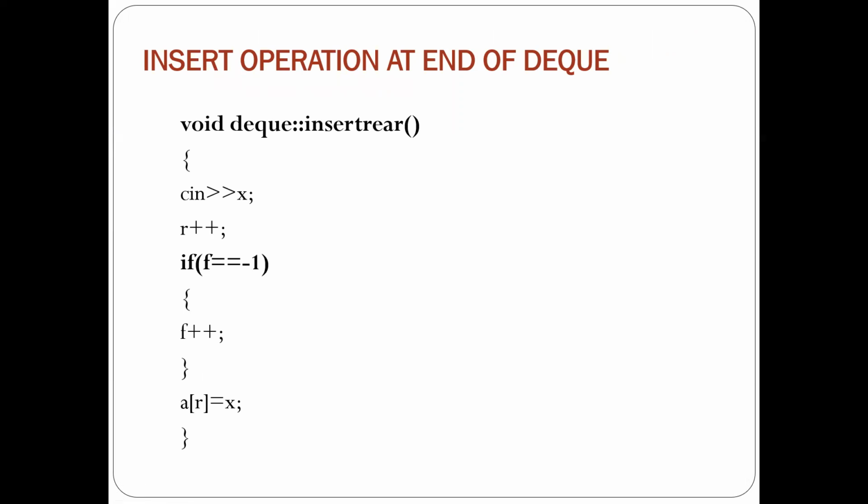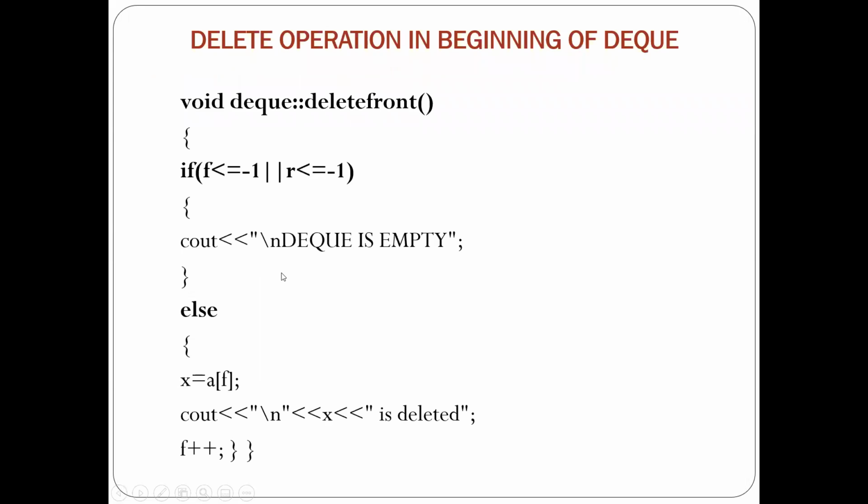Then this is the normal insert operation from the rear end. The code is exactly similar to the insertion from the rear end in case of the linear queue. Accept the element from the user, increment the rear end. If the front is equal to -1, then front also we have to increment, and A[rear] = X here. That means in that rear position we can insert the element. So this is exactly similar to the linear queue insert operation.